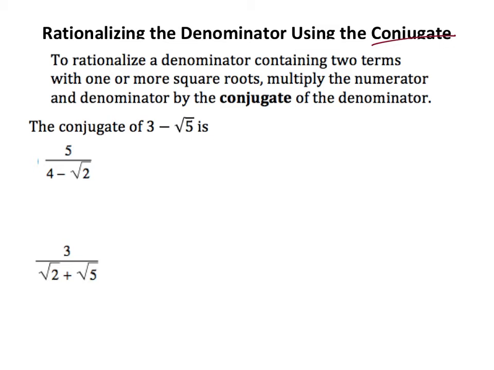So the conjugate of something is basically the same two terms, but I change the middle operation. So the conjugate of 3 minus root 5 is going to be 3 plus root 5. We choose this because when I FOIL it, the middle terms are going to cancel each other out, and those are the terms that have the radicals in them. So looking at this first one, the conjugate of 4 minus root 2 is going to be 4 plus root 2, right? So multiply each of these by 4 plus root 2.